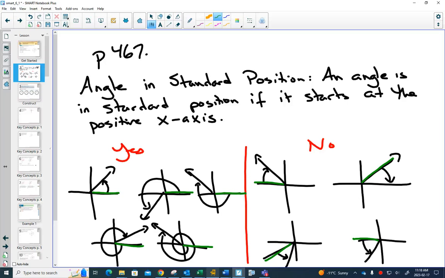So each of the ones in standard position always will start at the positive x-axis. It's okay if it goes around more than once. It's okay if some of them started counterclockwise and some of them started clockwise. We're going to find out right now, I guess, that this angle is positive and this angle is negative. If you go clockwise, you'll have a negative angle. If you go counterclockwise, you'll have a positive angle. So this is definition number 1 from grade 11, a review of what it means for an angle to be in standard position.